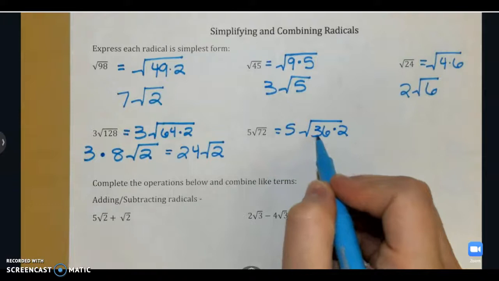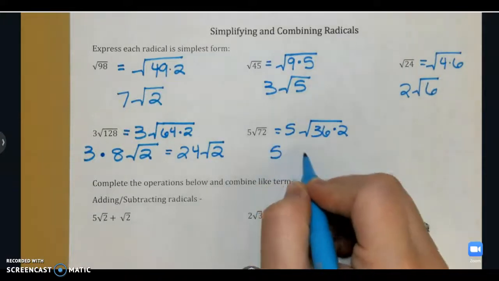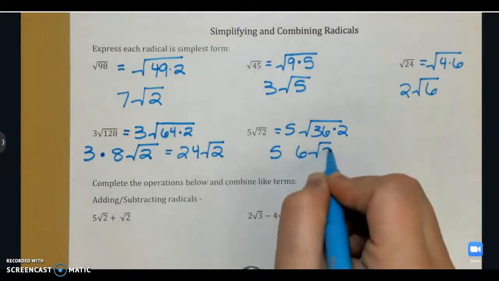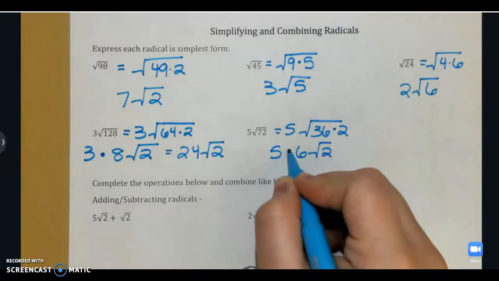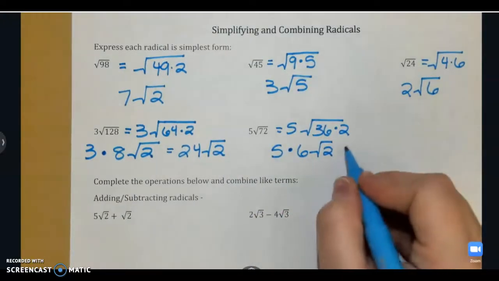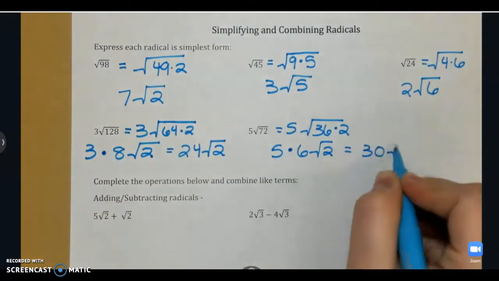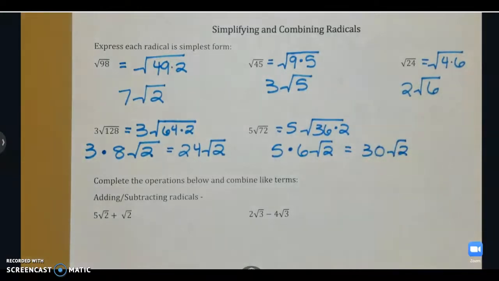So again, I can bring out the square root of 36, which is 6. 2 stays inside my radical, and these two constants outside are going to be multiplied. So that gives me 30 square root of 2. So that is simplifying our radicals when we don't have perfect squares.